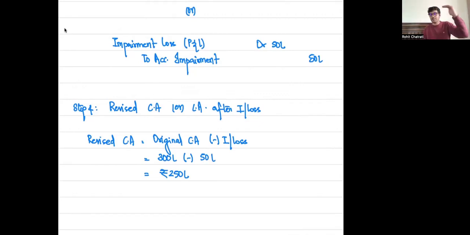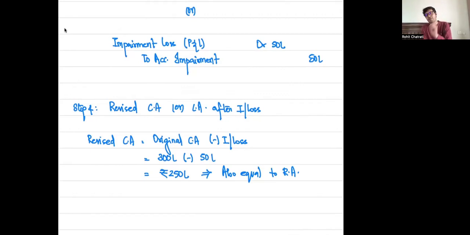So the asset was originally reflected at 300. We reduced it and brought it down to 250 lakhs, and this 250 lakhs is also equal to the recoverable amount itself, because we calculated impairment loss in such a way that the asset's carrying amount comes down to its recoverable amount. So the revised carrying amount is equal to the recoverable amount of 250 lakh rupees. All right. So when you prepare the balance sheet, what will finally get reflected on the balance sheet will be this 250 lakh rupees.